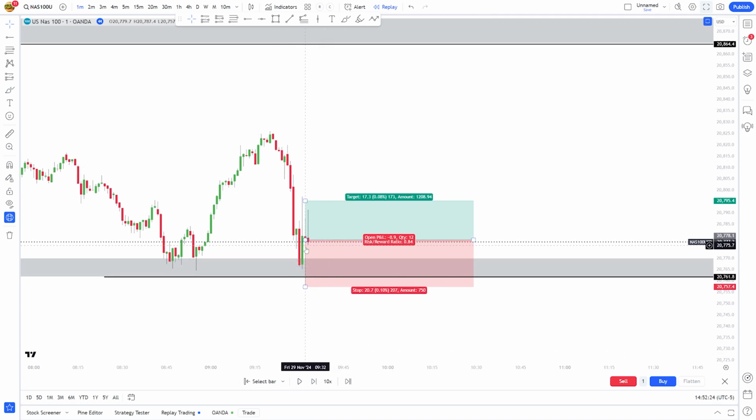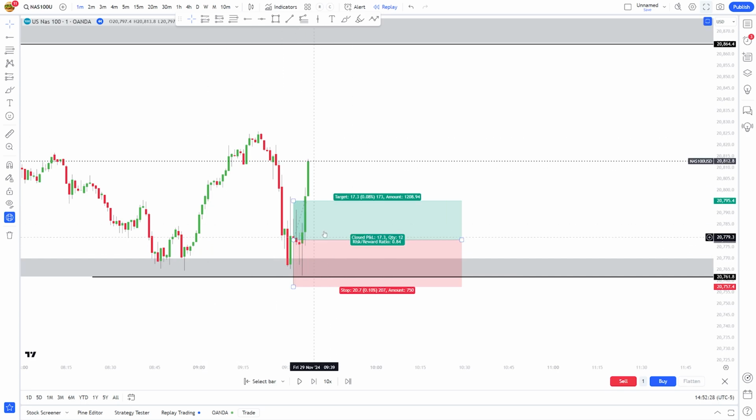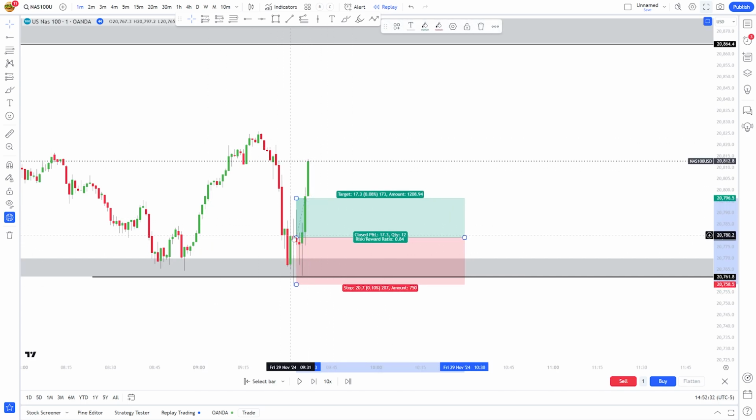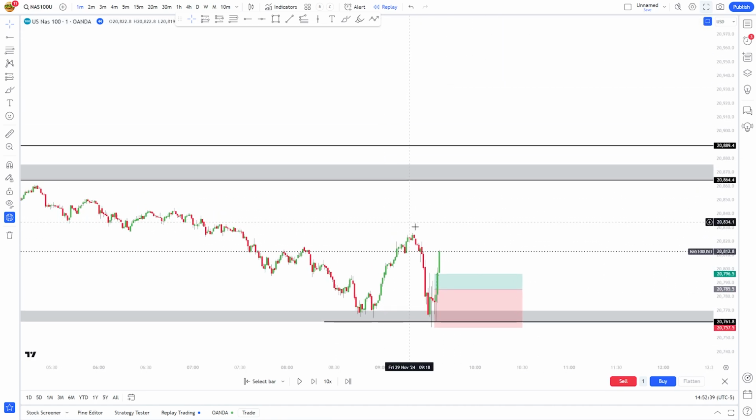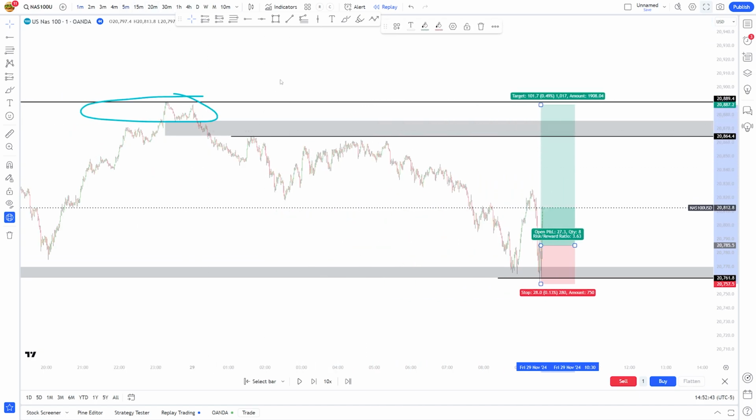So once this happens and a couple more minutes go by, I'm comfortable taking longs, and I think I took a long around here, 9:35, and my targets were again outlined on the 5-minute chart.